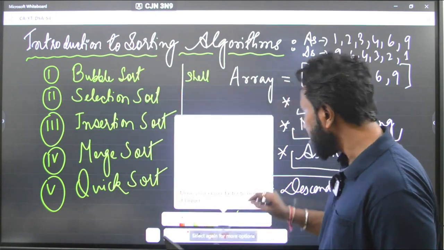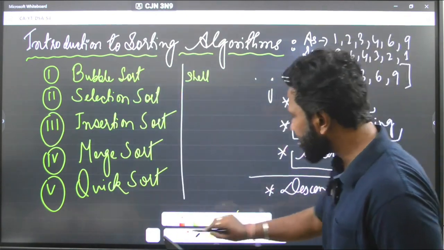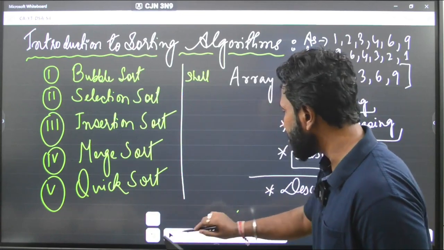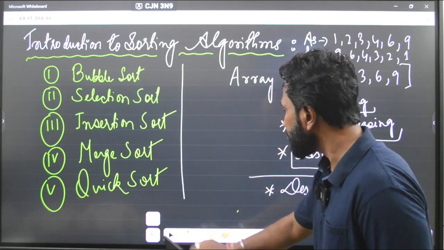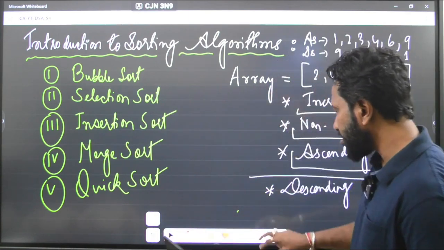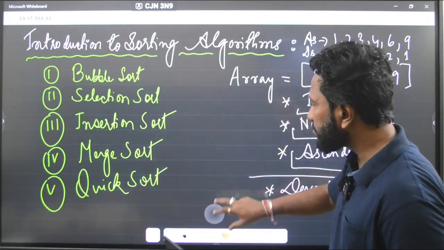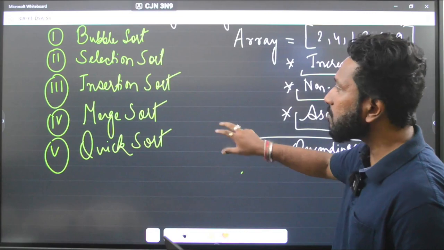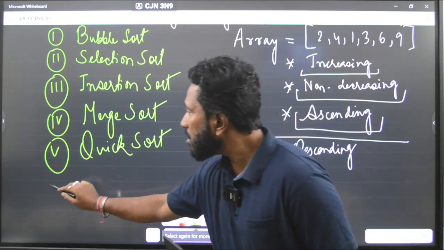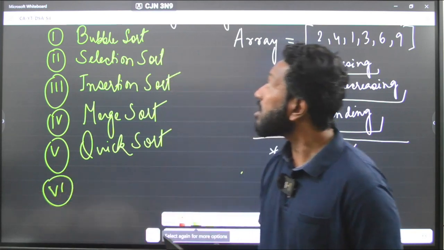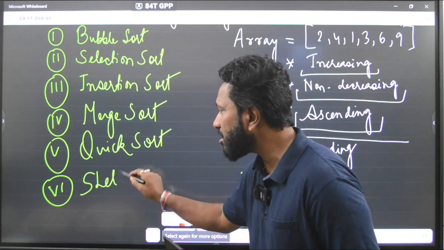Let us not erase this and not write it here; we can rather give the list like this. We have these 4: bubble, selection, insertion, merge, quick, then we have something called shell sort.